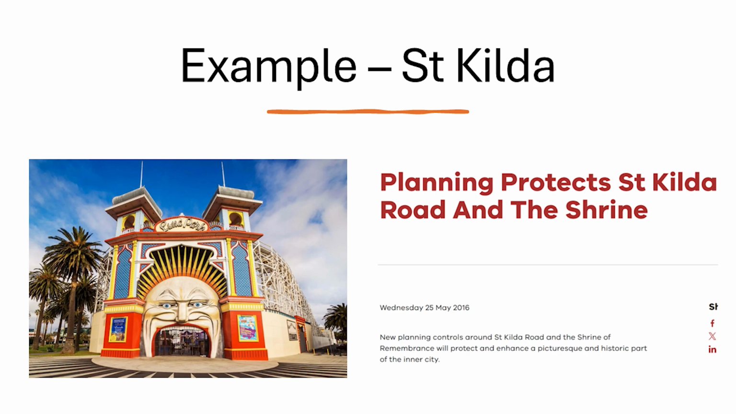But it's probably one of the most difficult suburbs in the whole country to develop in because there are ridiculous planning restrictions. You have every group in the world not wanting a single thing to change there. And here's just an example of it. Planning protects St Kilda Road and the Shrine. New planning controls around St Kilda Road and the Shrine of Remembrance will protect and enhance a picturesque and historic part of the inner city. So that's a good example of it.